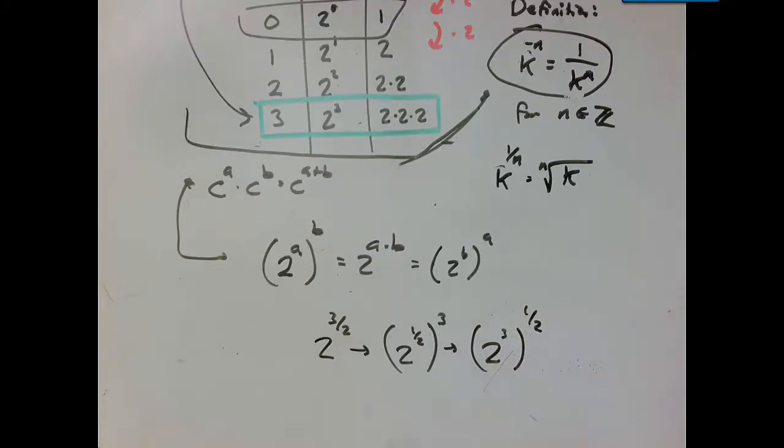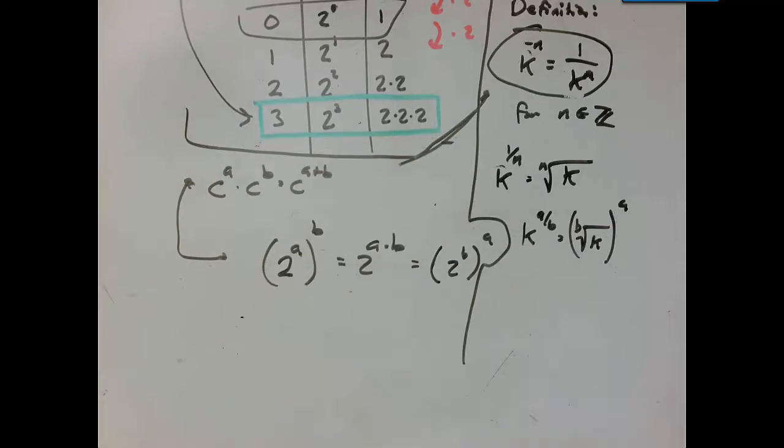And then if you're going to apply the definition of 2 to the 1/2, that would give you root 2 cubed, or that would give us square root 8. So we can codify that over here. K to the a over b, where a and b are integers, gives us the bth root of k raised to the a power.